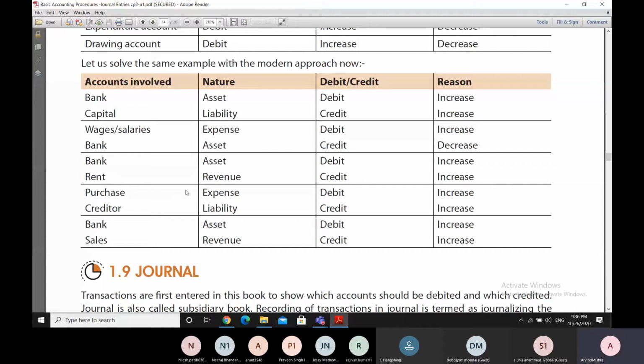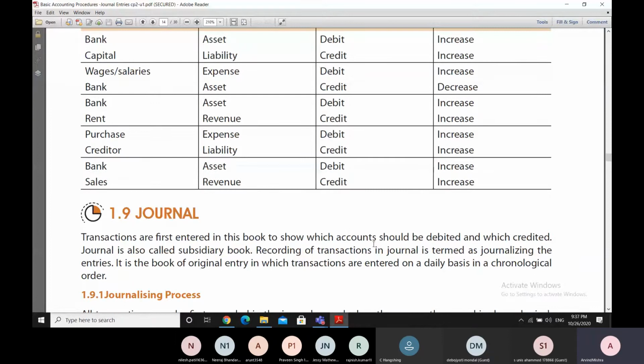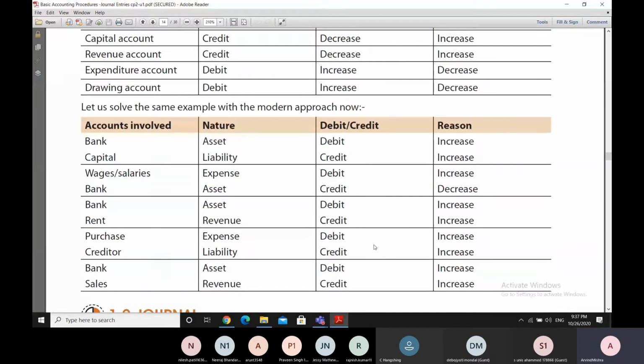And similarly, purchase is an expense account, and an increase of expenditure is debited, and creditor is a liability account, and any increase in the liability is credited, sorry. And then, of course, bank is an asset account, and any increase in the bank account will be debited, and sale is a revenue account, and therefore any increase in the sale will be credited. So this is the modern approach towards debit and credit.